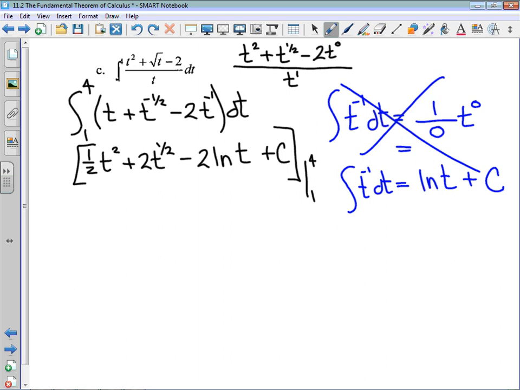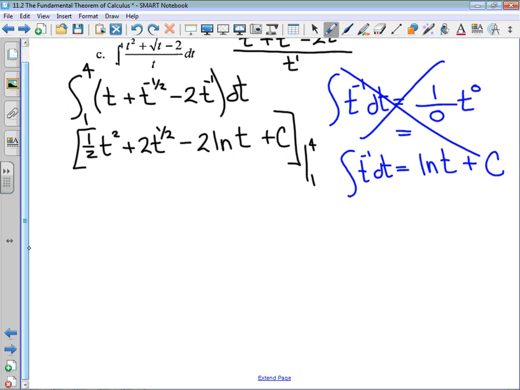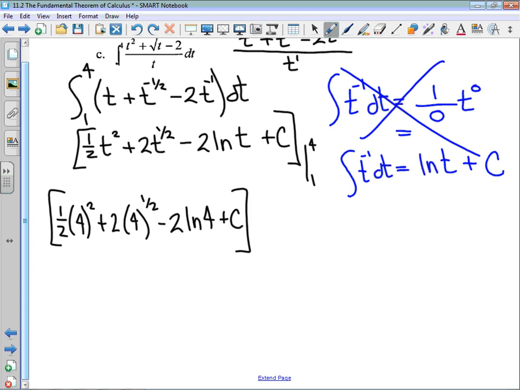So we are going to have 1/2 times 4 squared plus 2 times 4 to the power of 1/2 minus 2 times the natural log of 4 plus a constant. Then we're going to subtract that same function evaluated at 1, which is 1/2 times 1 squared plus 2 times 1 to the power of 1/2 minus 2 times the natural log of 1. Oops, almost forgot the constant there. My bracket's going to look a little weird, but that's okay.